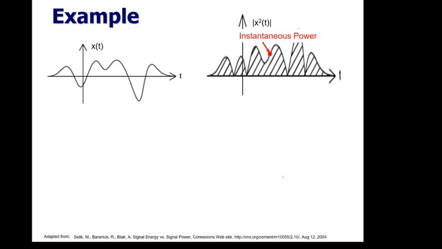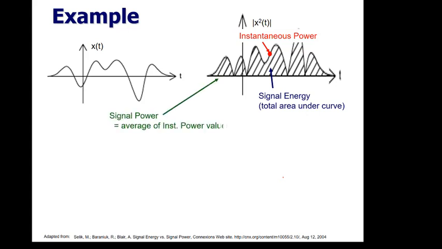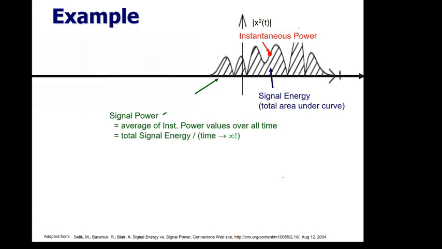This particular signal, if we take our x of t and square it, we know again the envelope is the instantaneous power and the area under that envelope is the total signal energy. If we wanted to find the signal power of it, we'd have to average the instantaneous power over all time. Another way of saying that is we'd be totaling up the signal energy in this little finite block that we have, but dividing it by the whole time that the signal might have existed, which is time going off to infinity.